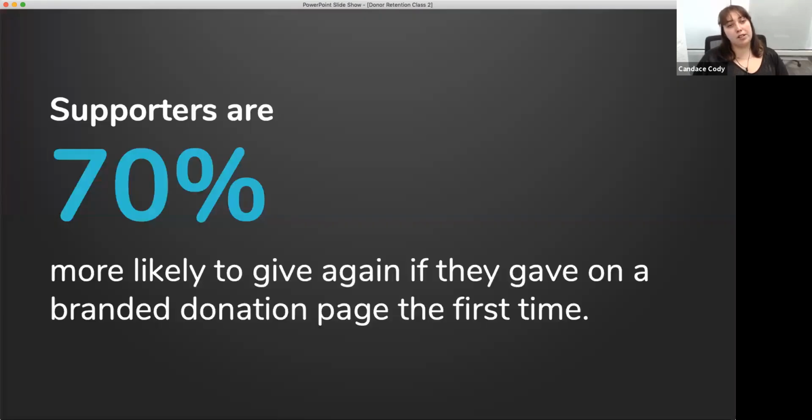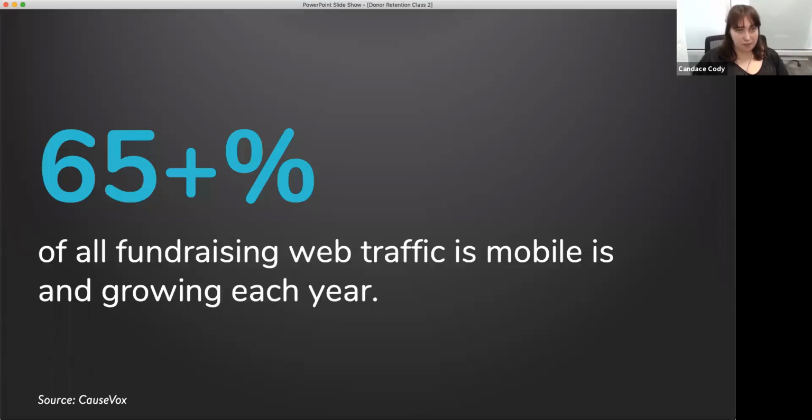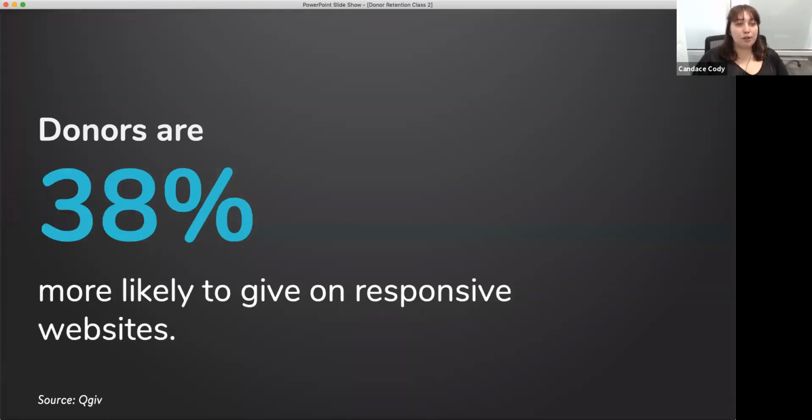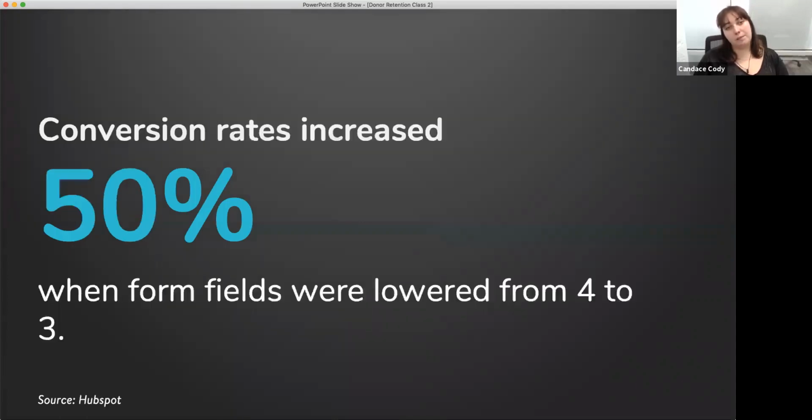So here are a few quick stats I want to run by you. Supporters are 70% more likely to give again if they gave on a branded donation page the first time. 65% plus of all fundraising web traffic is mobile and is growing each year. Donors are 38% more likely to give on responsive websites. And conversion rates increased 50% when form fields were lowered from 4 to 3.